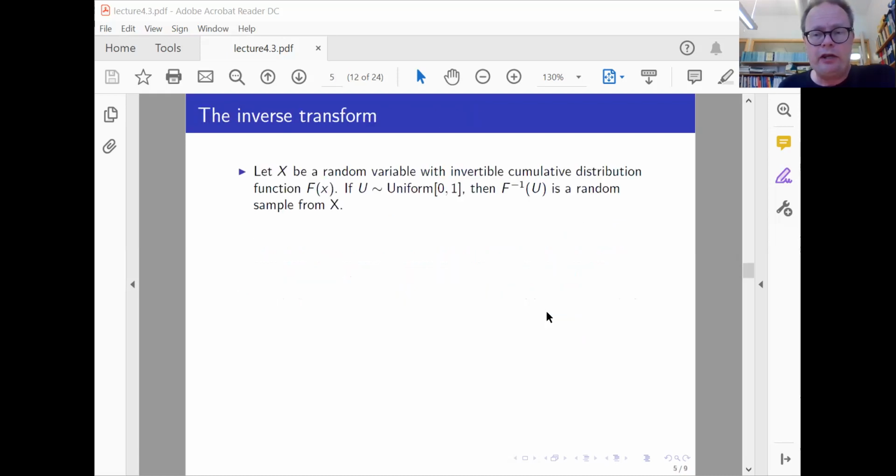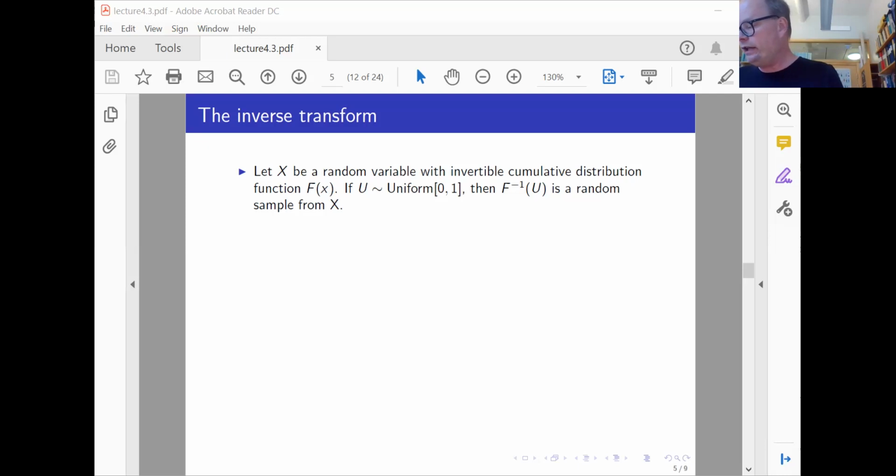Another way of simulating the continuous distributions is inspired by the drawing we just made. So let's say that X is a random variable with an invertible cumulative distribution function. And if U is uniform from 0 to 1, then F inverse of U is a random sample from X. So this may be obvious to you, but maybe we'll just try to draw it.